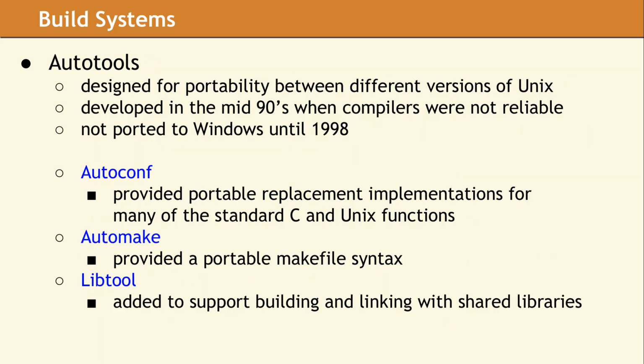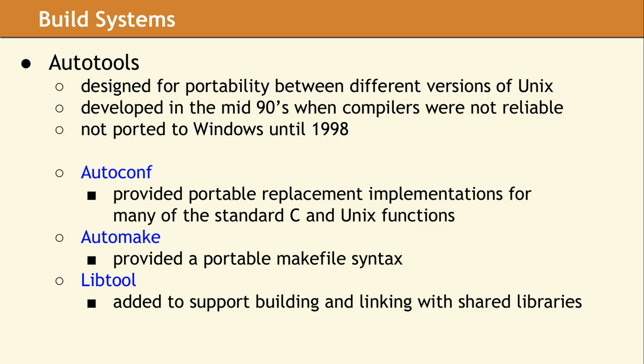The AutoTools build system was developed in the 90s, and it was developed to solve the problems that were most prevalent in the mid-90s. The main problem facing software developers at that time was the fact that compilers were not consistent or reliable, and they didn't conform to standards.